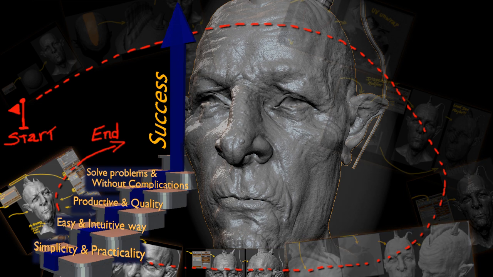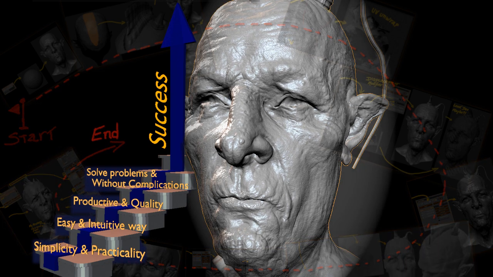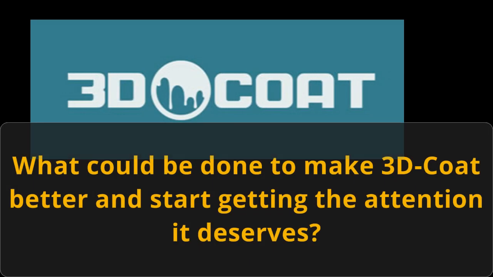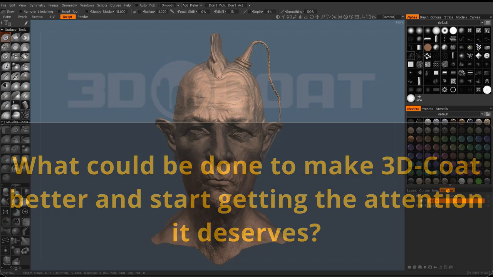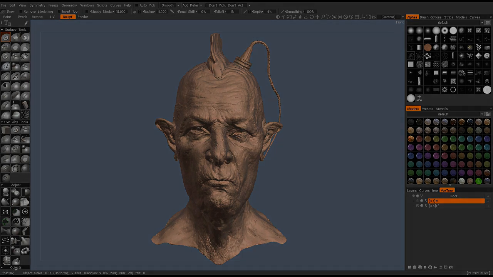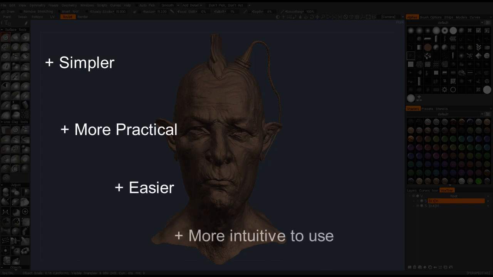And, of course, in addition to being able to solve problems faster and without complications. So, the best question to ask is, what could be done to make 3D Coat better and start getting the attention it deserves? I think that for that to happen there could be a reflection of something that would make the program simpler, more practical, easier, and more intuitive to use.